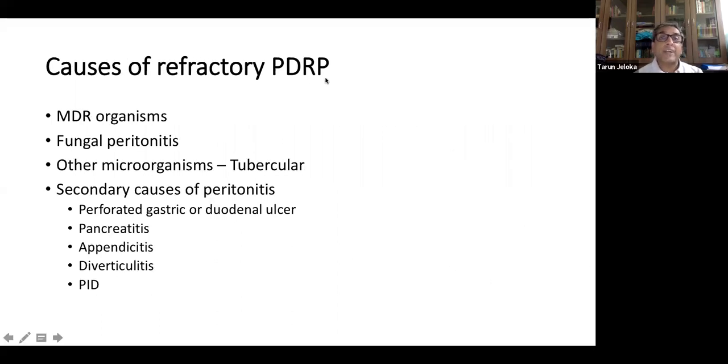So the causes of refractory PD peritonitis: multi-drug resistant organisms, fungal peritonitis, other microorganisms like tubercular, which we have not addressed or treated, and secondary causes of peritonitis, for example, perforated gastric or duodenal ulcer, pancreatitis, appendicitis, diverticulitis, or pelvic inflammatory disease. So these are certain causes of refractory PD peritonitis. Okay.